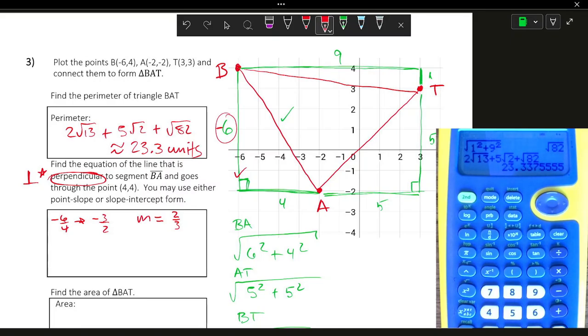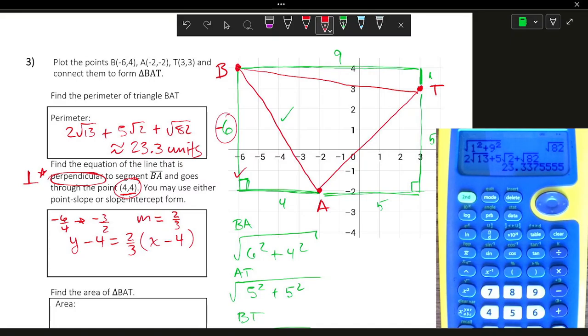Now, it has to also pass through this point 4,4. So what I'm going to do is write it in point slope form, right? Y minus my known y value, which is 4, equals my slope, which is 2/3 times the quantity of x minus my known x value, which is also 4. So that's a perfectly fine answer.